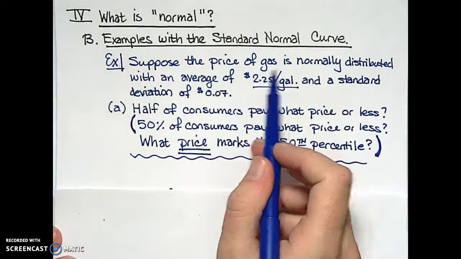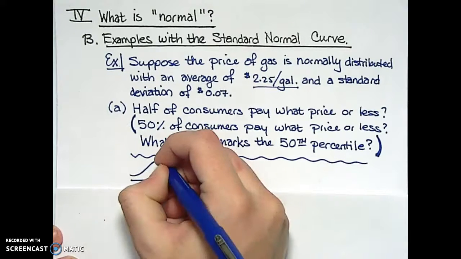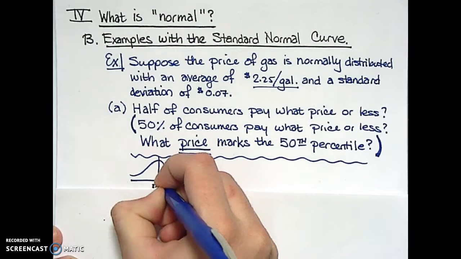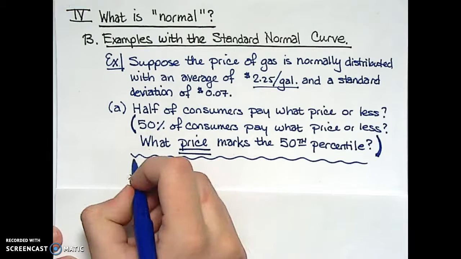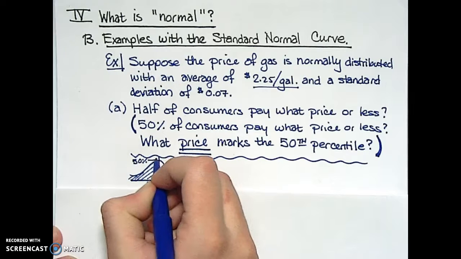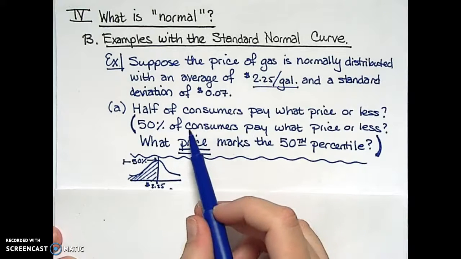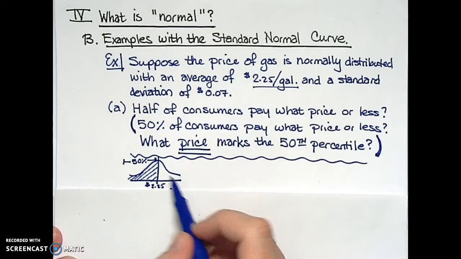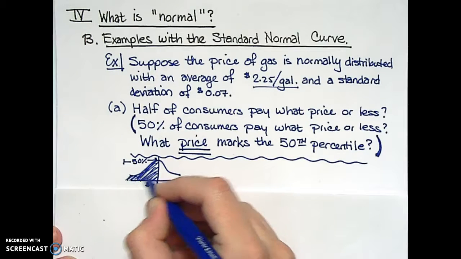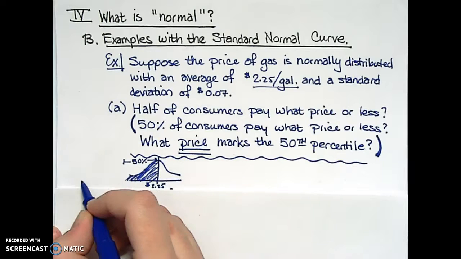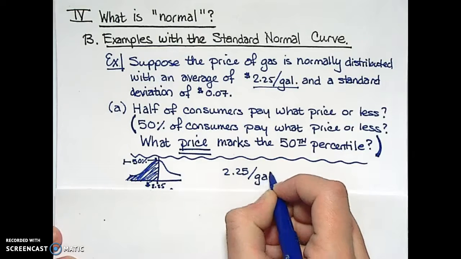Now, since the price of gas is assumed to be normally distributed, we could draw a normal curve to represent what is going on, and we know that the average price is $2.25. And to the left of this, by properties of the normal curves, represents 50% of the area total beneath the curve. So, to answer the question, what price marks the 50th percentile, is a fairly straightforward one to do with this. We observe that 50% of consumers pay $2.25 or less for their gas. So the answer to this part is $2.25 per gallon.